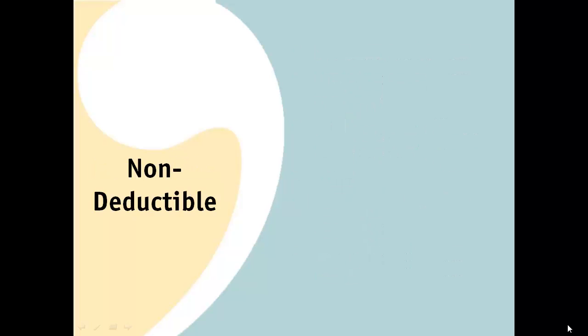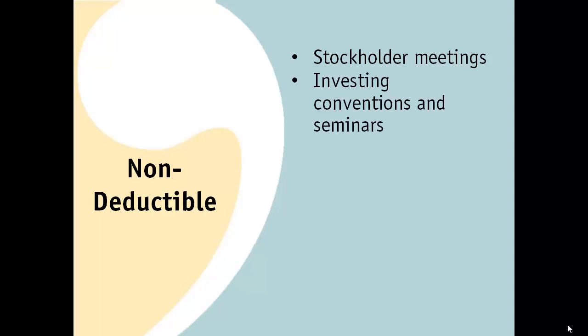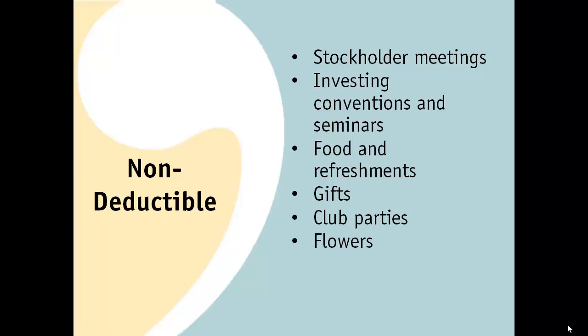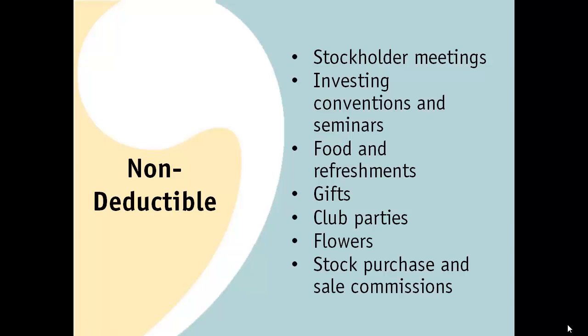Things which you might think are deductible but are not include expenses to attend stockholder meetings, expenses to attend investing conventions and seminars, food and refreshments, gifts, club parties, flowers, and also stock purchase and sale commissions. You do track these, and they are important for determining your stock basis, but they're not entered as expenses.